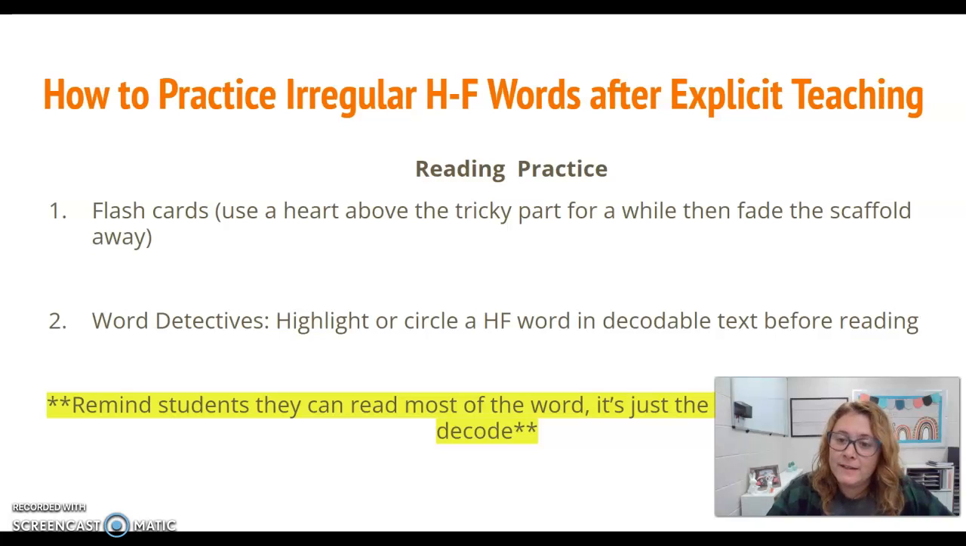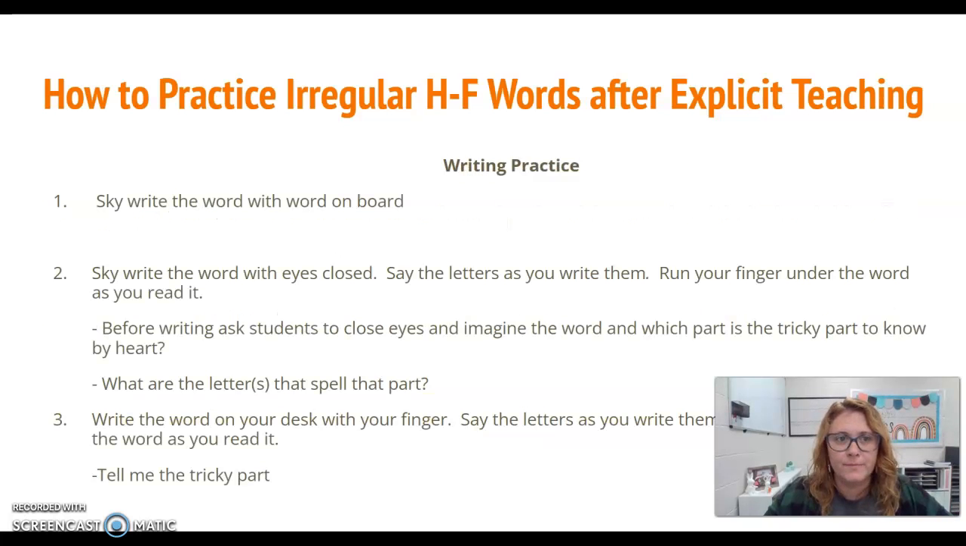When we practice these high-frequency words in reading, you can use flashcards after the words have been explicitly taught and the students are learning these words for fluency practice. You can even add a heart part above the heart part of the word as a scaffold for a little while. Students can be word detectives and go through and highlight or circle high-frequency words in decodable text before reading. And we need to remind students every time they get to one of these words that there's just a tricky part. The whole word isn't tricky.